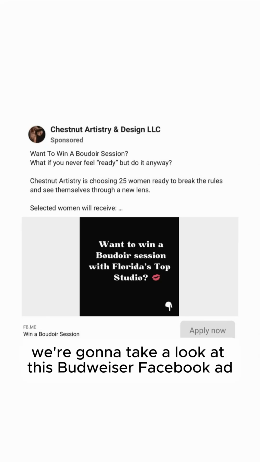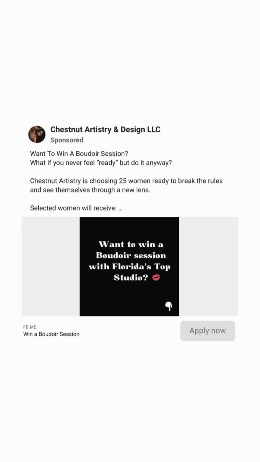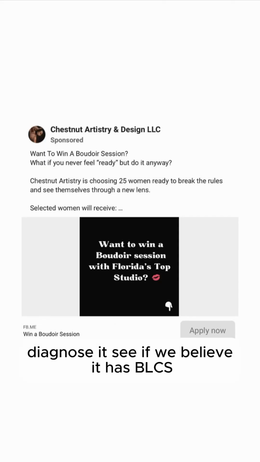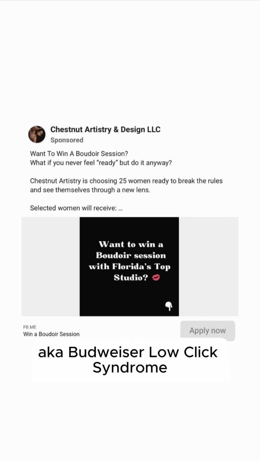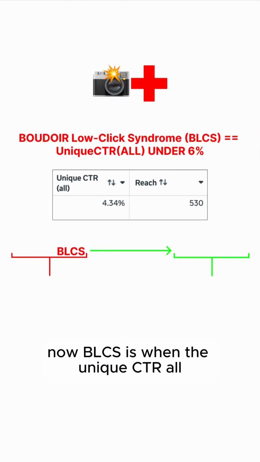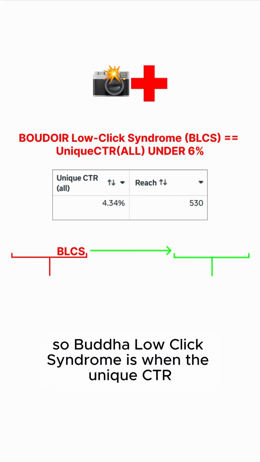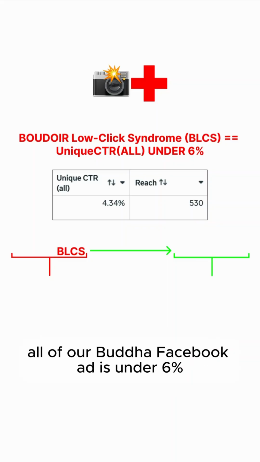All right, y'all, we're going to take a look at this Boudoir Facebook ad and see if we believe it has BLCS, aka Boudoir low click syndrome. BLCS is when the unique CTR all of our Boudoir Facebook ad is under 6%.